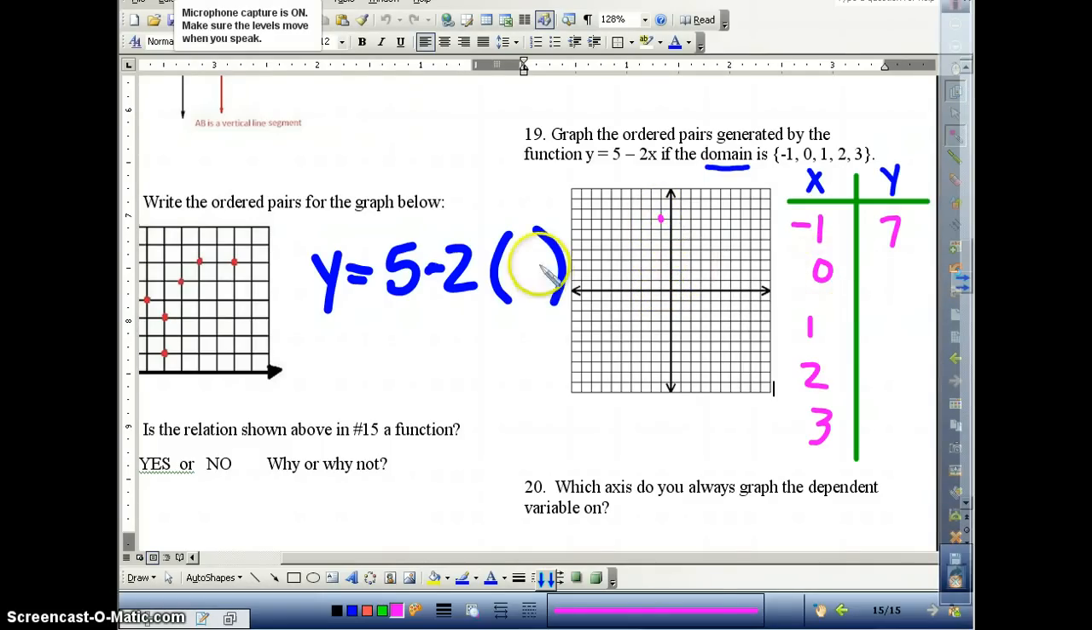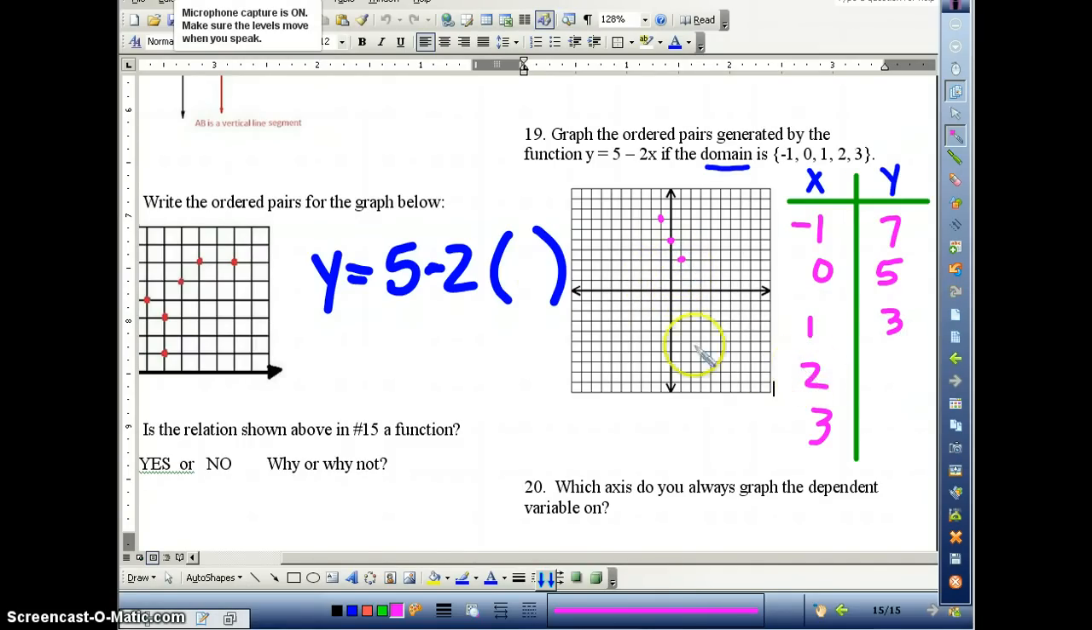The next value for our domain is 0. Order of operations says multiply before you subtract. 2 times 0 is 0. 5 subtract 0, that's going to be a 5. So 0, 5, right here. Then we're going to put in 1 for our x. 2 times 1 is 2. What's 5 subtract 2? Well, 5 subtract 2 is 3. So 1, 3.